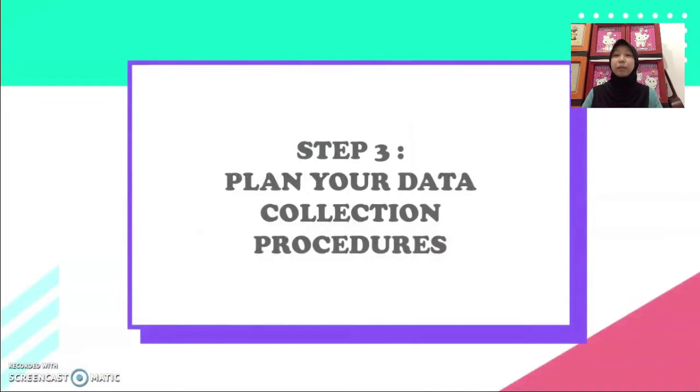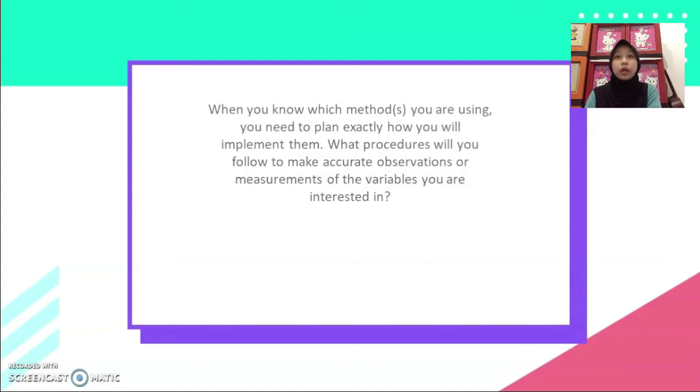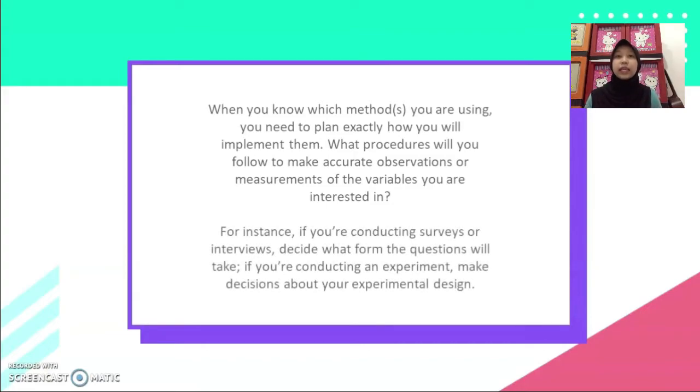Step 3. Plan your data collection procedures. When you know which methods you are using, you need to plan exactly how you will implement them. What procedures will you follow to make accurate observations or measurements of the variables you are interested in? For instance, if you are conducting surveys or interviews, decide what form the questions will take. If you are conducting an experiment, make decisions about your experimental design.